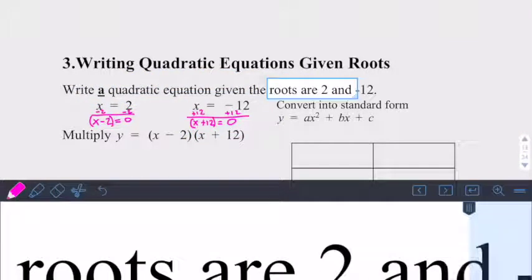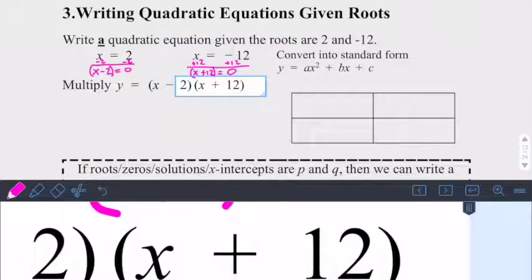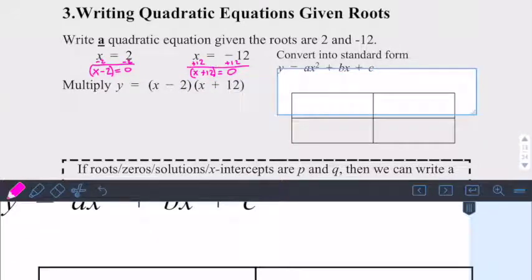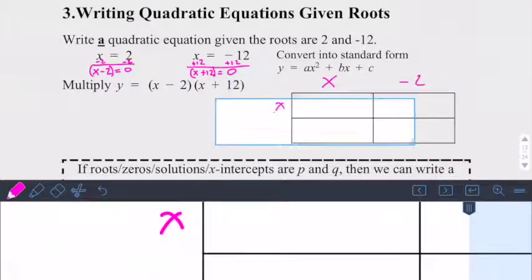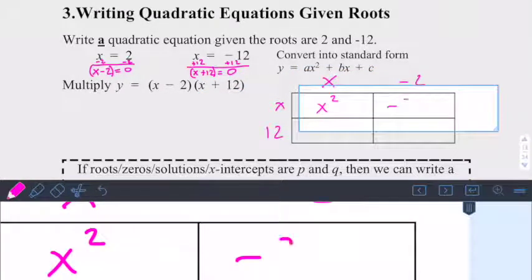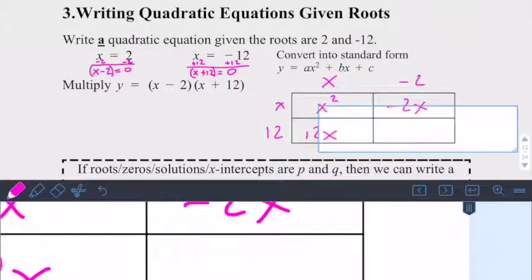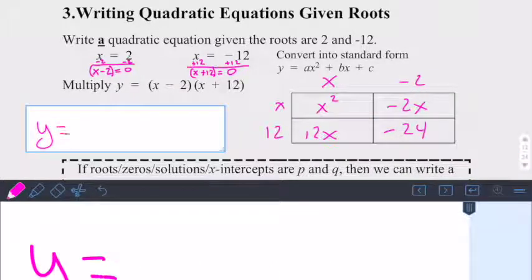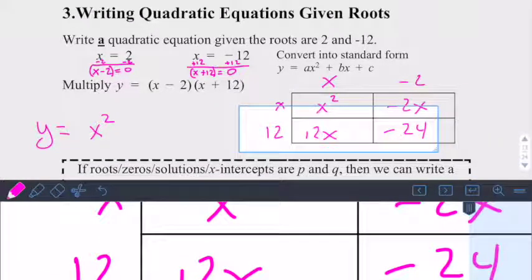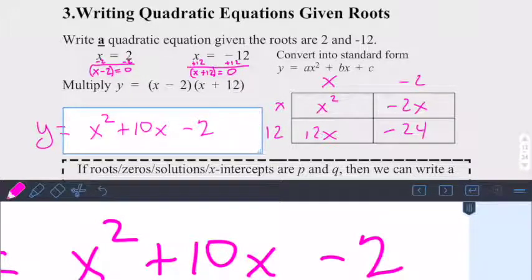So if I give you the roots 2 and negative 12, I can write a polynomial like this. Then I can multiply it out. So x times x is x squared. X times negative 2 is negative 2x. X times 12 is 12x. And 12 times negative 2 is negative 24. So my standard form, y equals x squared, and then minus 2x plus 12x is plus 10x minus 24.